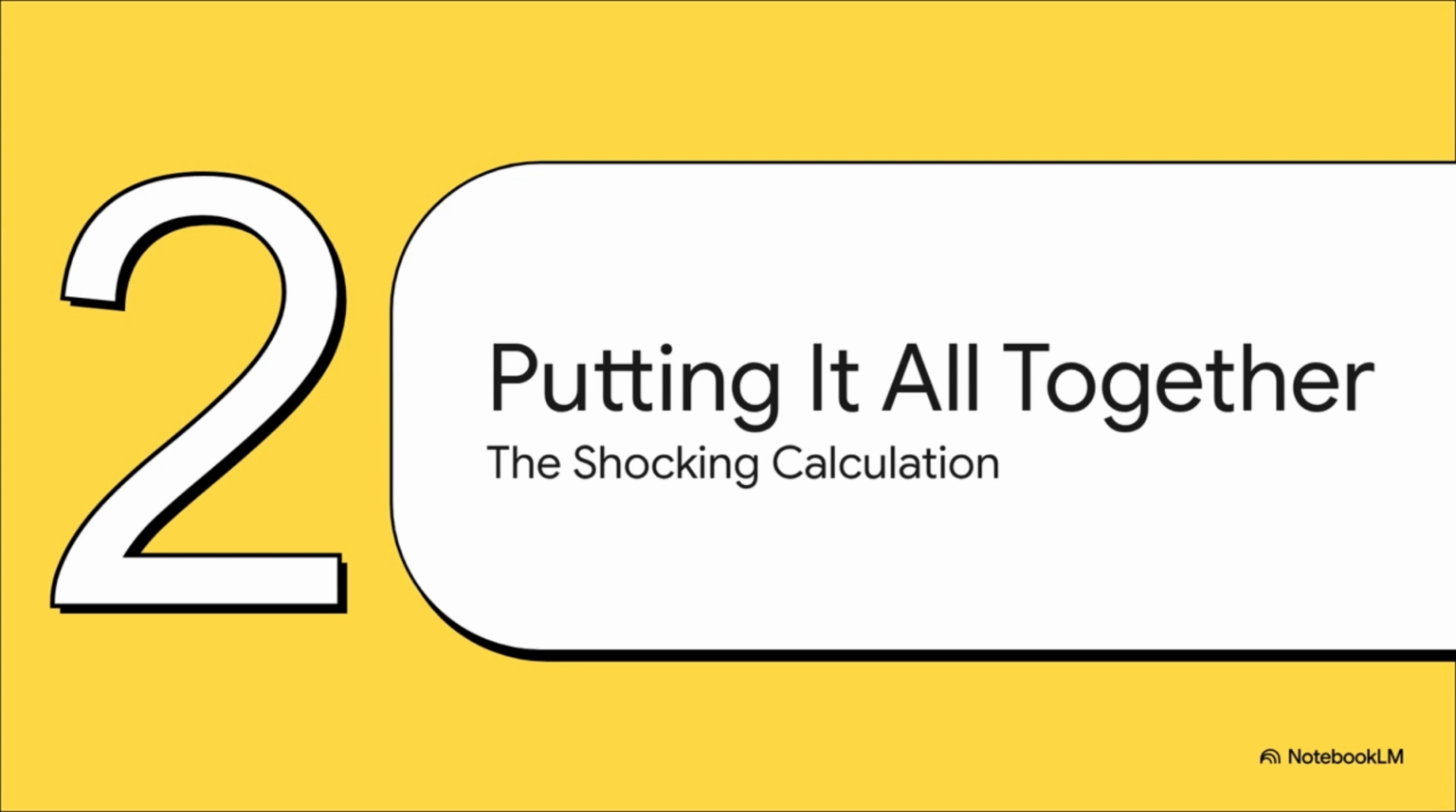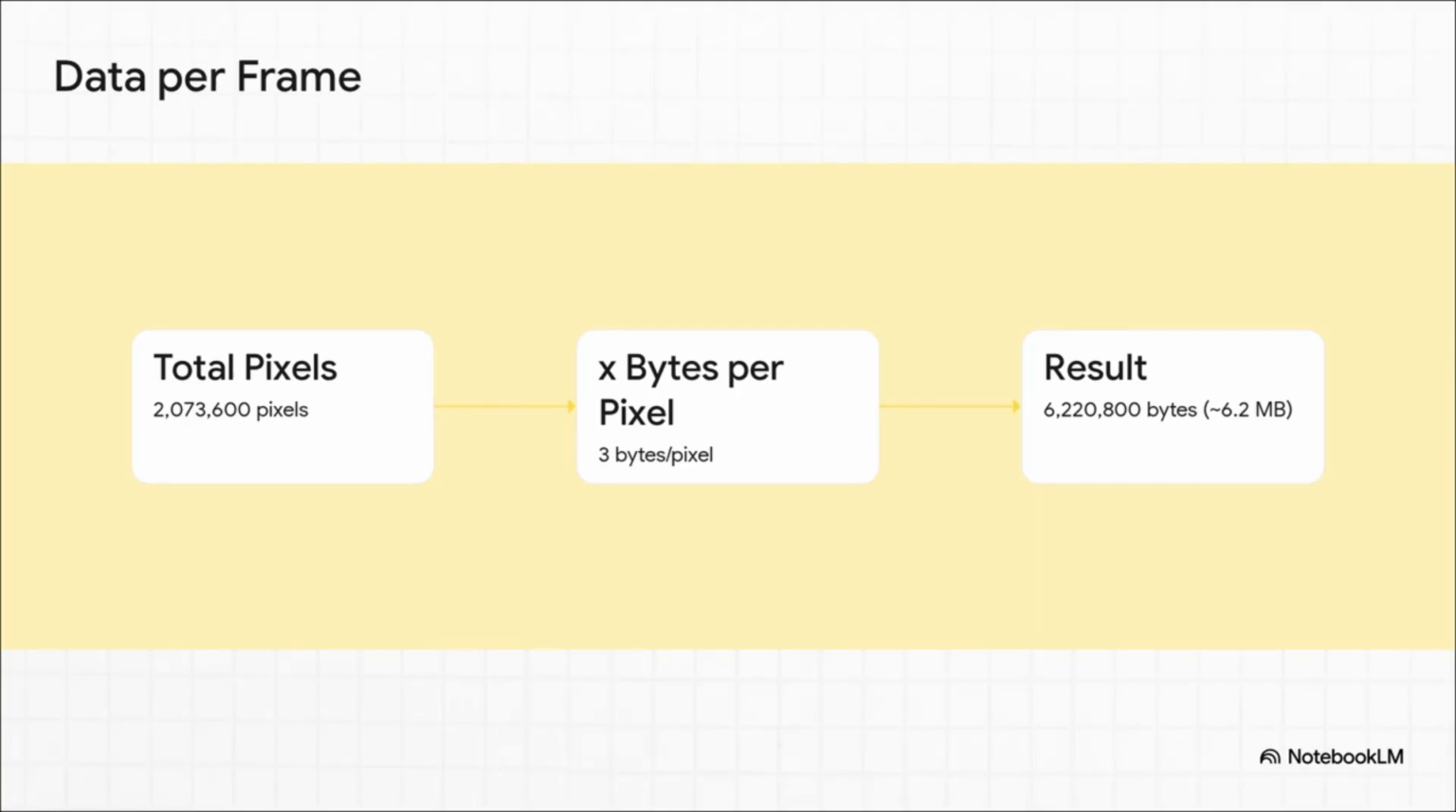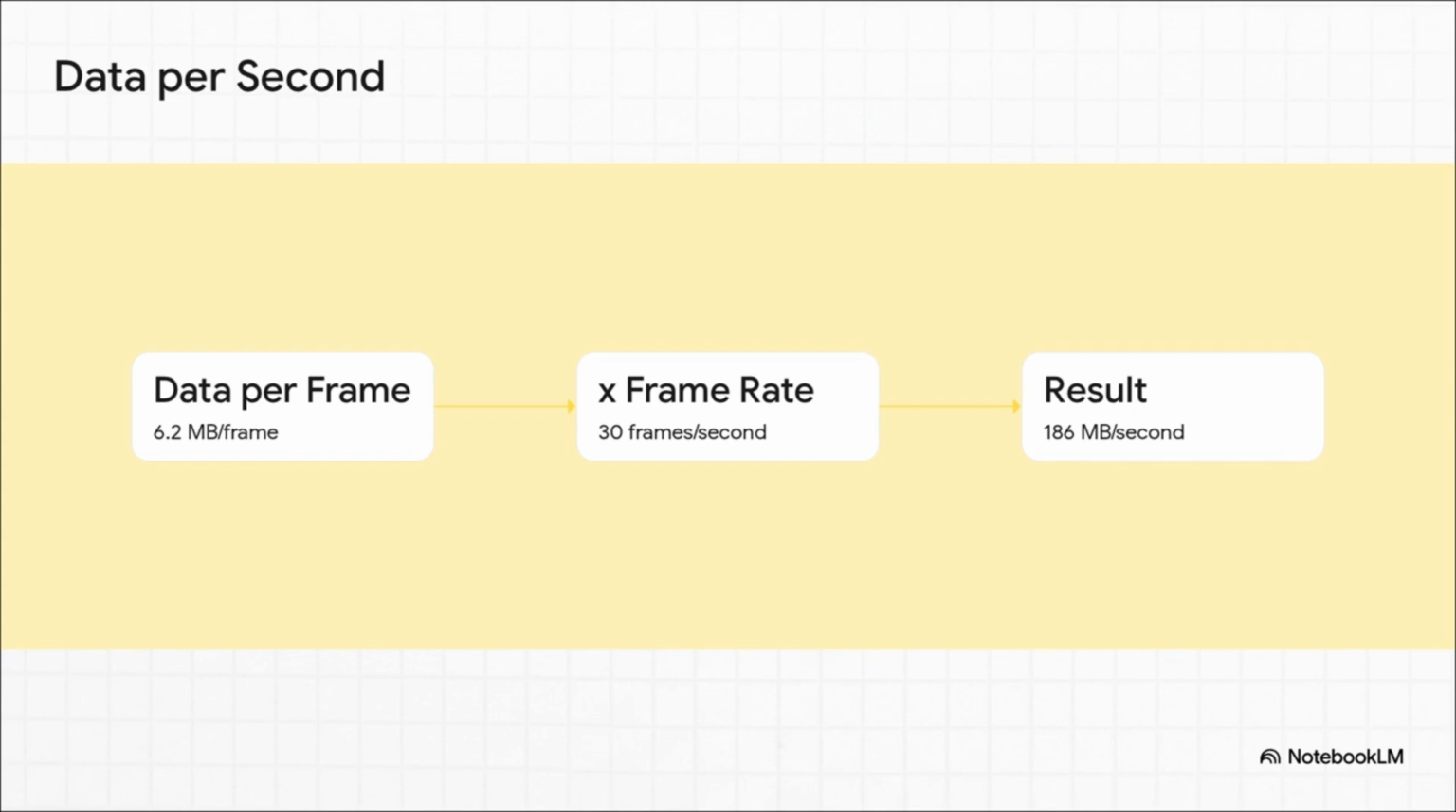And you might want to brace yourself for how big these numbers are about to get. First up, let's figure out the size of a single frame. We take our 2 million plus pixels and we multiply that by the 3 bytes of data that each one needs for its color. The result is about 6.2 megabytes. That's like a high-quality photo for every single frame. But a video isn't one frame, right? It's 30 of them every second. So we multiply that 6.2 megabytes by 30, and now we're at 186 megabytes for just 1 second of video. You can already see where this is headed, can't you?